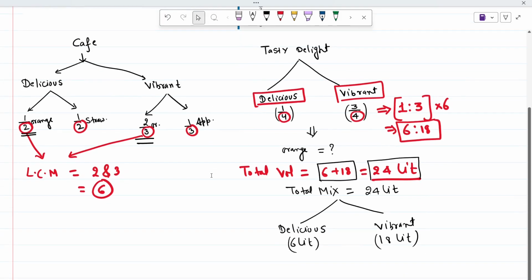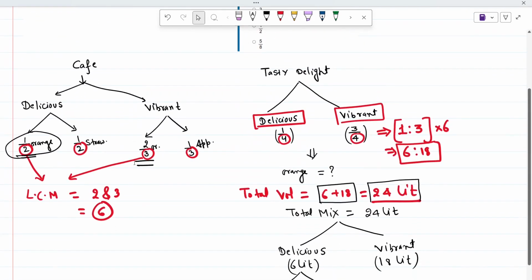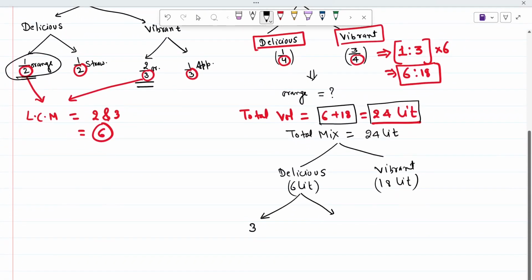Now, can we find in this 6 liters of delicious drink how much will be orange? The proportion of orange juice is 1/2 in the delicious tropical drink. So in 6 liters of delicious, it should be 3 liters of orange juice, right?